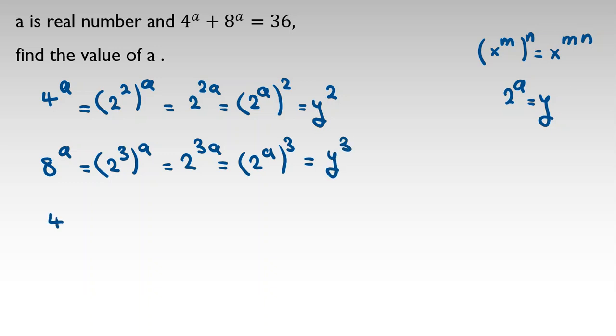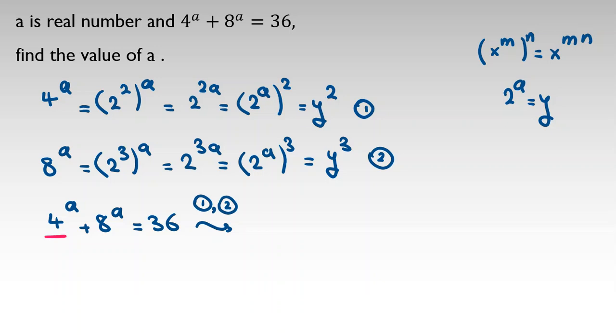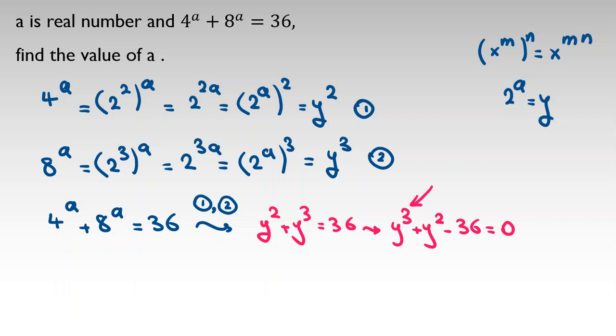Now, our main equation is 4 to the a plus 8 to the a equals 36. Here, 4 to the a is y squared, so I can write the first one as y squared. 8 to the a is y cubed, and it is equal to 36. If I take everything to the left-hand side, y cubed plus y squared minus 36 equals 0. So the degree is 3.